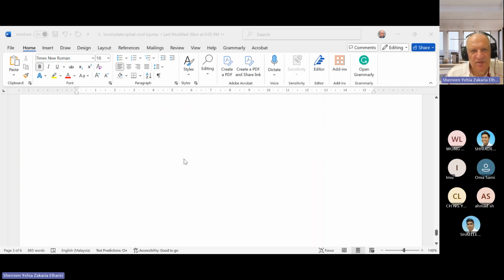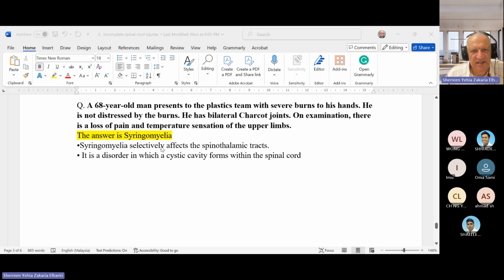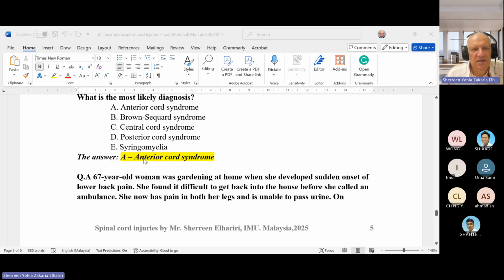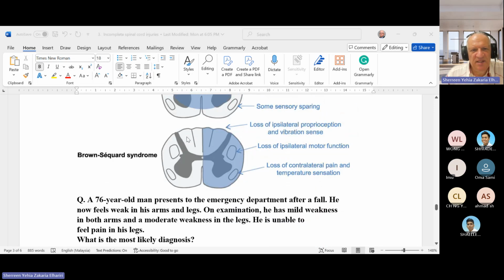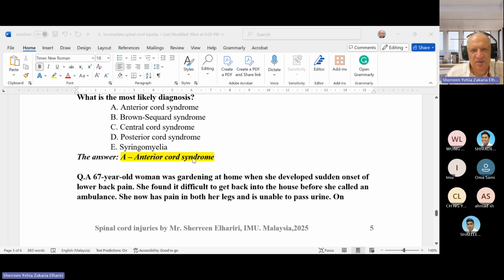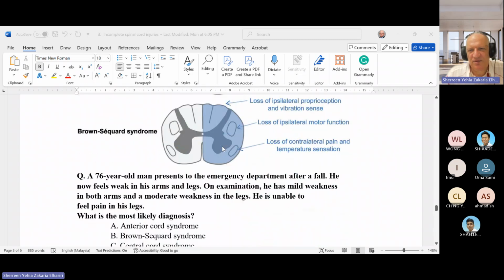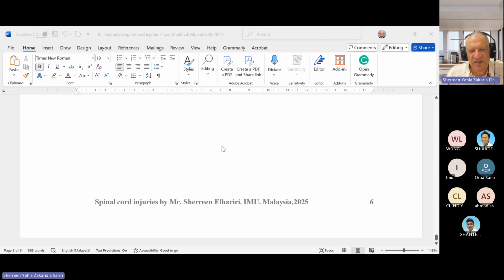What is important to us is just syringomyelia, because it can come with a patient with burn, and Brown-Sequard syndrome, which is an incomplete affection of the spinal cord. Of course, with the anterior cord there is paralysis, loss of pain and temperature, so it is easy to diagnose. Usually you have one or two questions on this, and usually the question comes on Brown-Sequard syndrome.